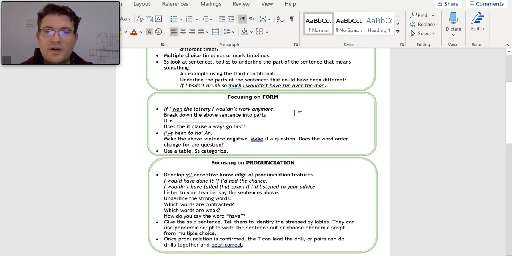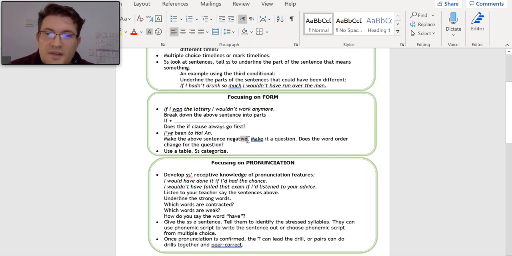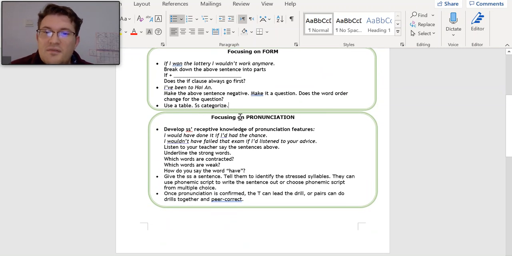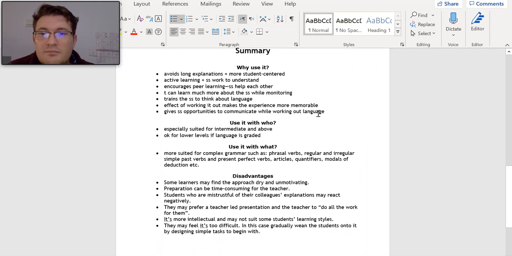Form, it could be students write it out, you give them a model. Questions about the sentence structure. Transformation here: make the sentence negative, make it a question. Does the word order change in a question? You could use a table like I did with used to and would. Pronunciation, here's some ideas.